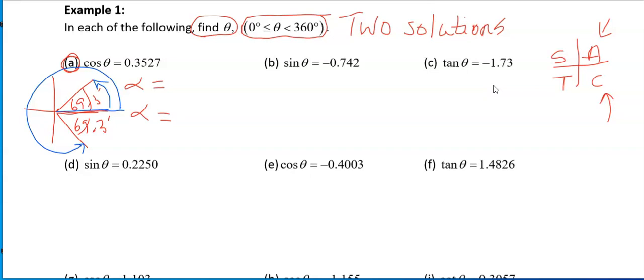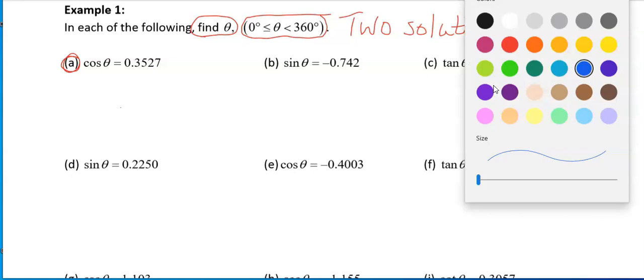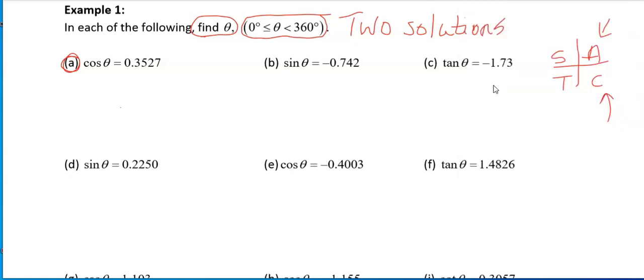All right, so let's try B. Well, I'll erase that other part too as well. Let's try B next. See how that one works out. Should be fairly straightforward. Okay, so again, the sign is negative. The first thing I would do there is I would make a little diagram and I would ask myself, using my CAST rule, which two quadrants have a negative sign?